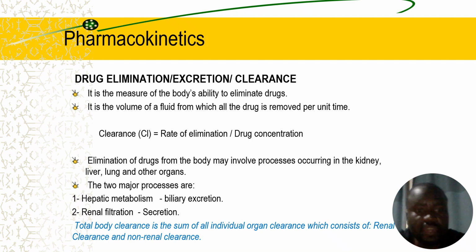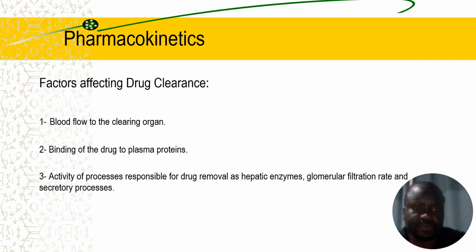And so the two major processes by which elimination takes place are hepatic metabolism through the biliary circulation, and also renal filtration through secretion as well. So total body clearance is the sum of all these clearances happening in all these organs.